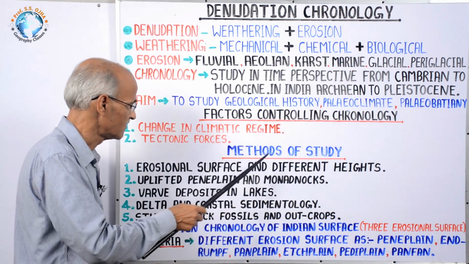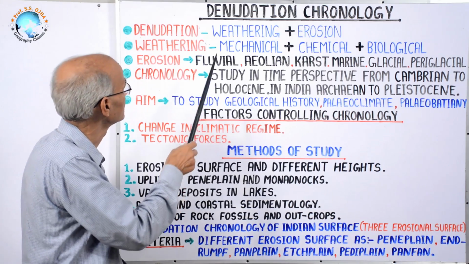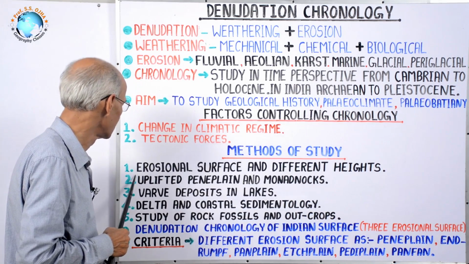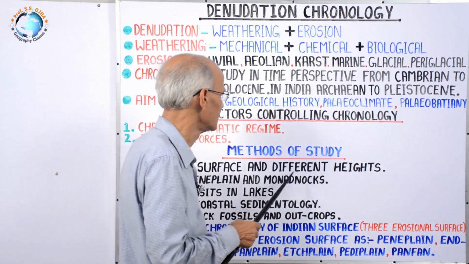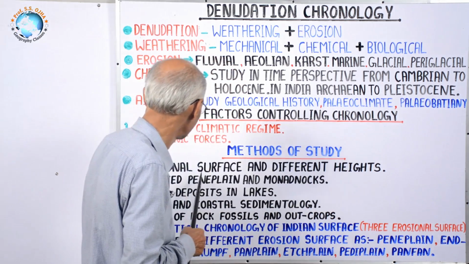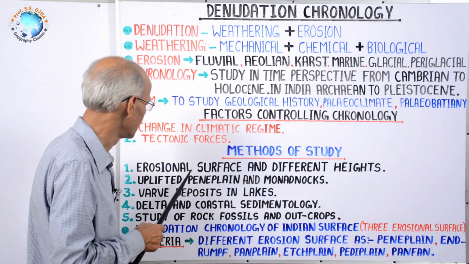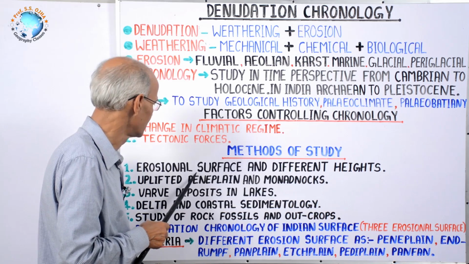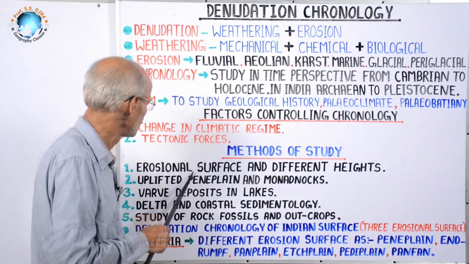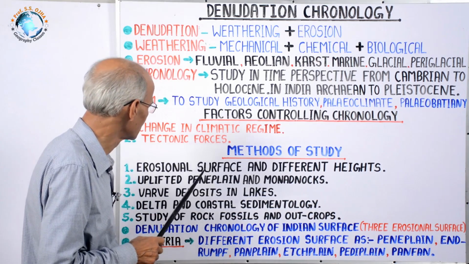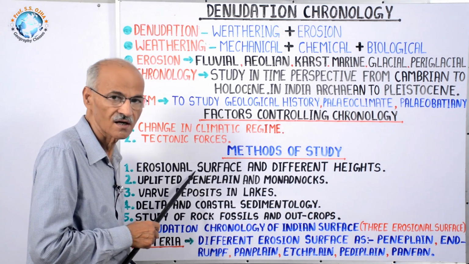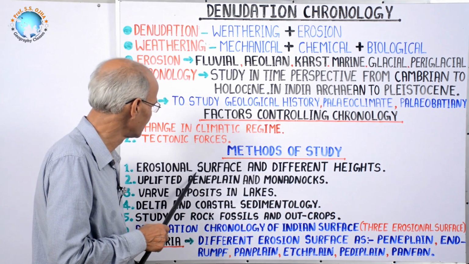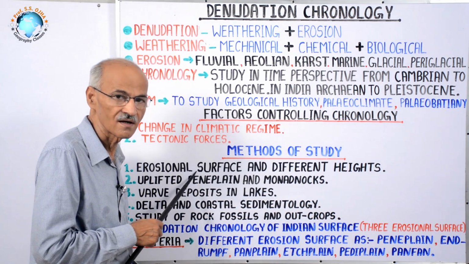And next is methods of study. How do we study denudation chronology? There are several criteria like erosional surfaces and different heights. This topic has been covered in erosional surfaces, and different heights have been measured. There were two tools or methods to study erosional surfaces. Number one was the area height diagram and altimetric histogram, which we studied there based on a drainage basin.